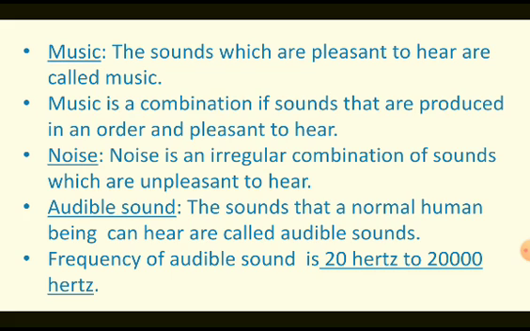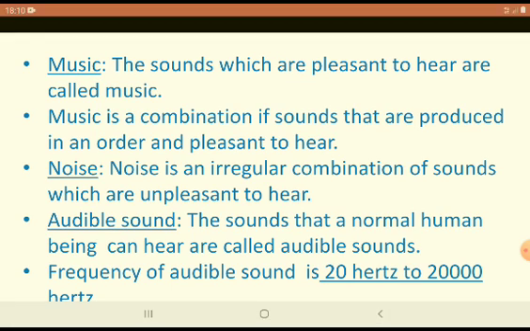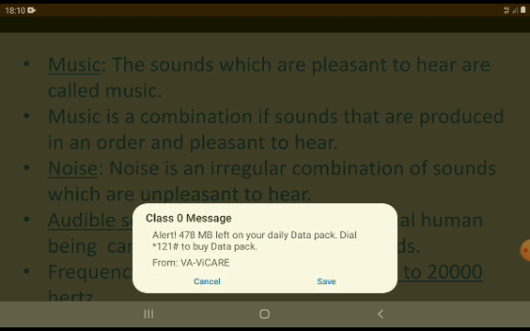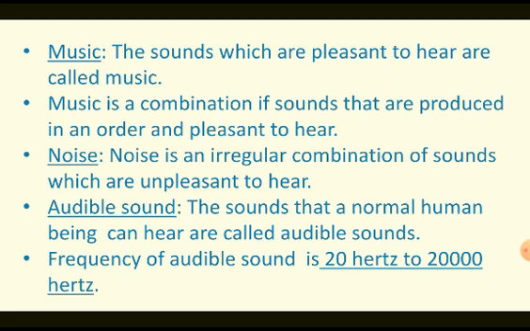So the frequency of audible sound is 20 hertz to 20,000 hertz. We can only hear within the range of this frequency. Below 20 hertz it is called infrasonic sound, which we cannot hear, and above 20,000 hertz they are called supersonic sounds, which are very dangerous to our ears, and sometimes we may even lose our hearing capacity.